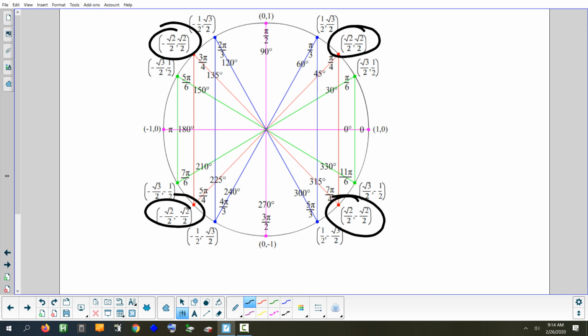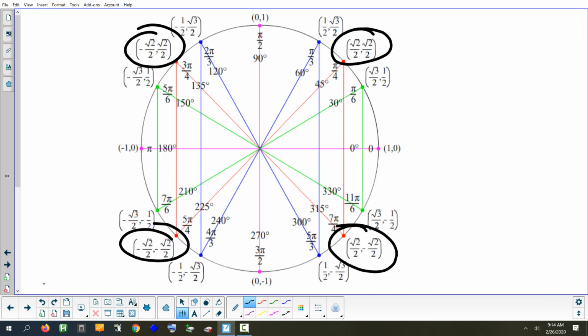The green triangles, those are all your square root 3 over 2, 1/2. Sometimes they're both positive, sometimes they're both negative, sometimes one of each. And the blue triangles, those are all your 1/2, root 3 over 2s. So, as long as you know those three, you can figure out any of the other ones. And in fact, even in those three, there's only three different numbers. 1/2, root 3 over 2, root 2 over 2. So if you can remember those three fractions, that covers every single point on that circle.